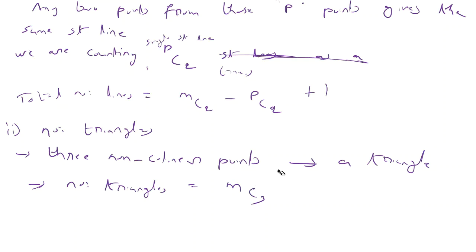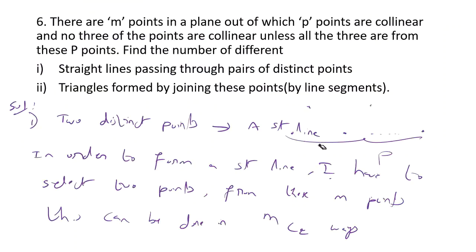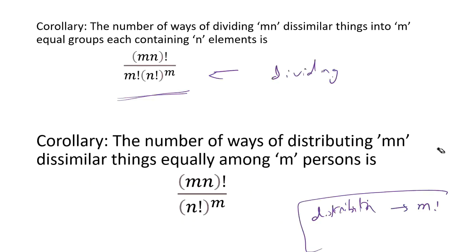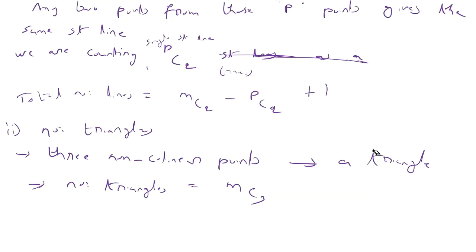But here unfortunately we have p points which are collinear. If I select any 3 points from these p points, then I am not going to get a triangle because these 3 points are collinear. Therefore, I have to discard these selections. These selections mean I should not select 3 points from these p points. So the total number of selections is going to be m choose 3, out of which I have to discard those p choose 3 selections.